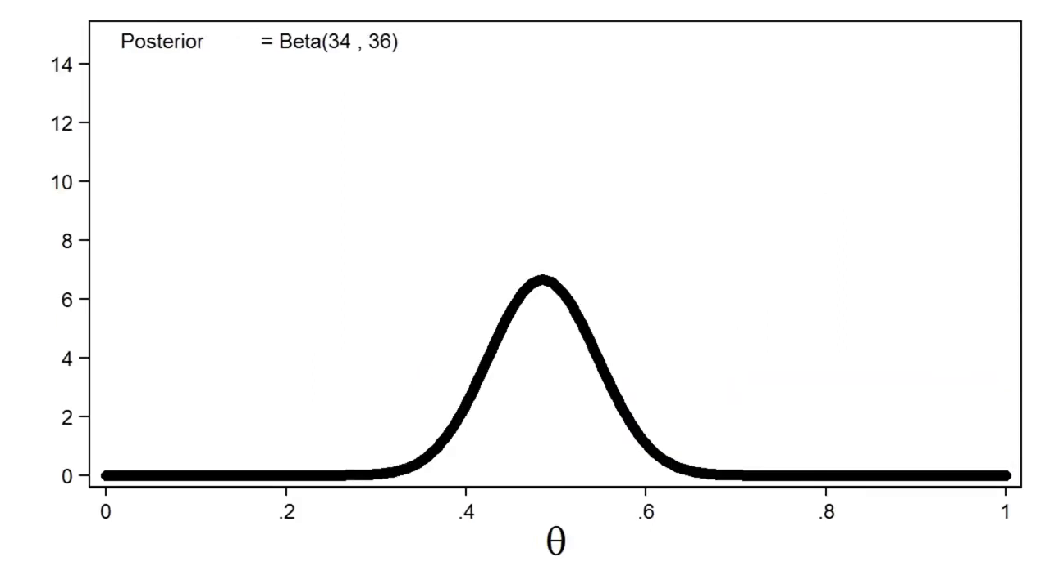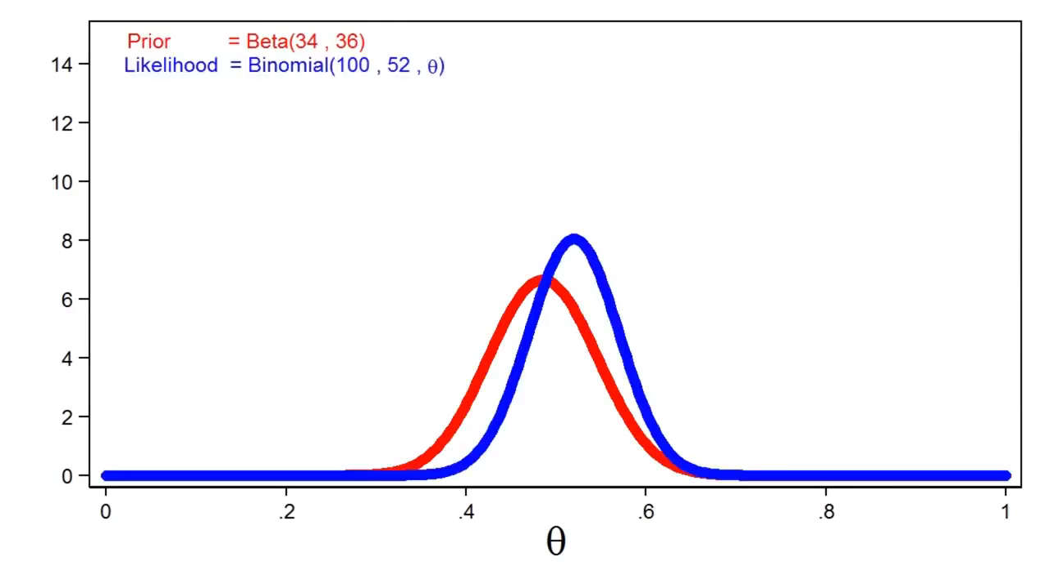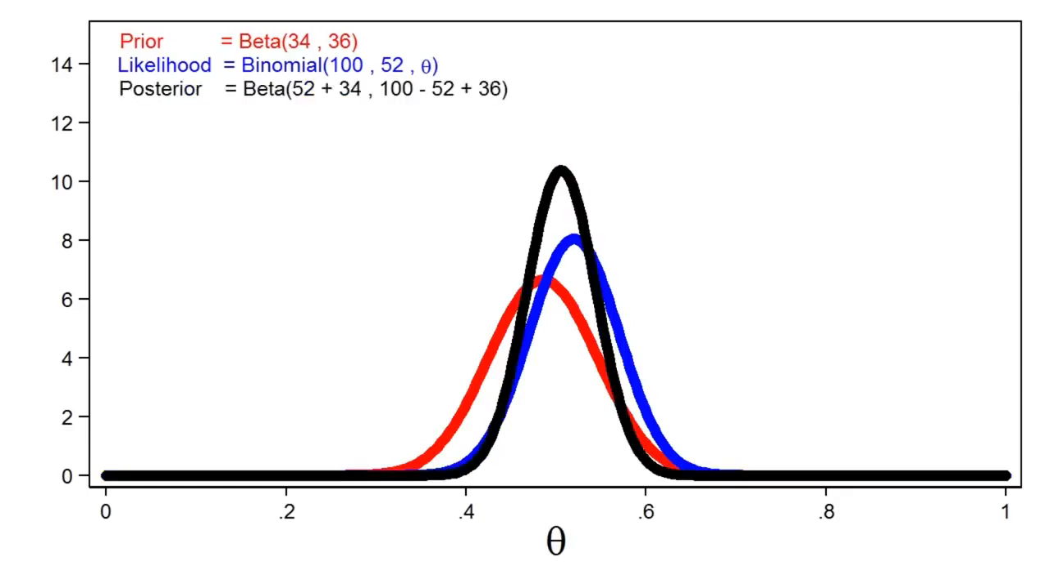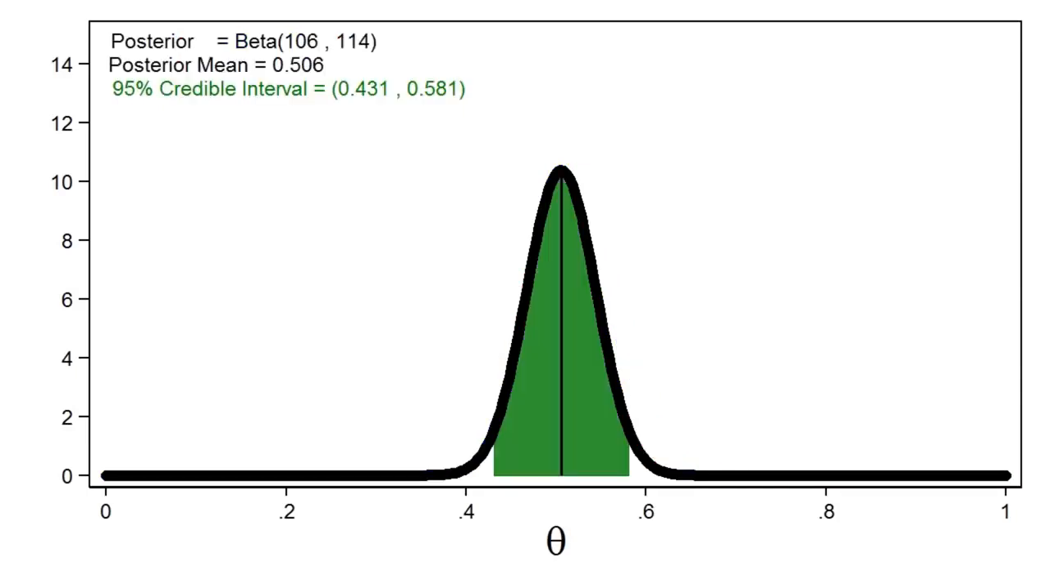One nice feature of the Bayesian approach to statistics is that the posterior distribution from a previous study can often serve as the prior distribution for subsequent studies. Here we've used the posterior distribution as the prior for an experiment with a sample size of 100. The resulting posterior from this experiment has an even narrower distribution, and we can then calculate the posterior mean and 95% credible interval for theta.